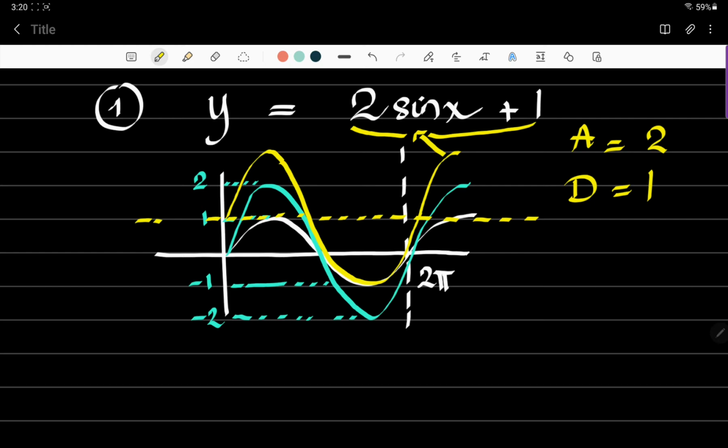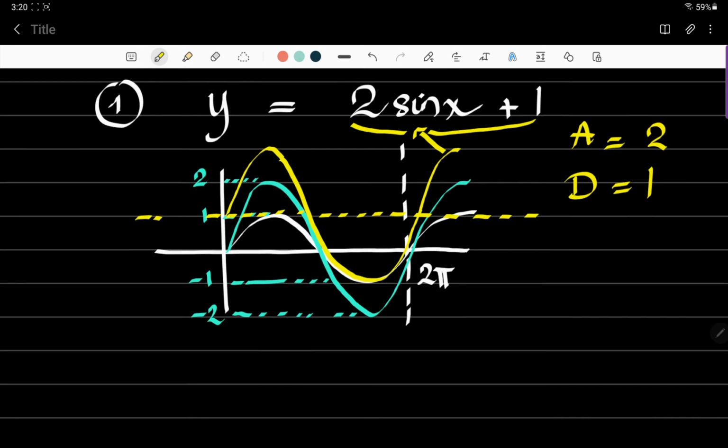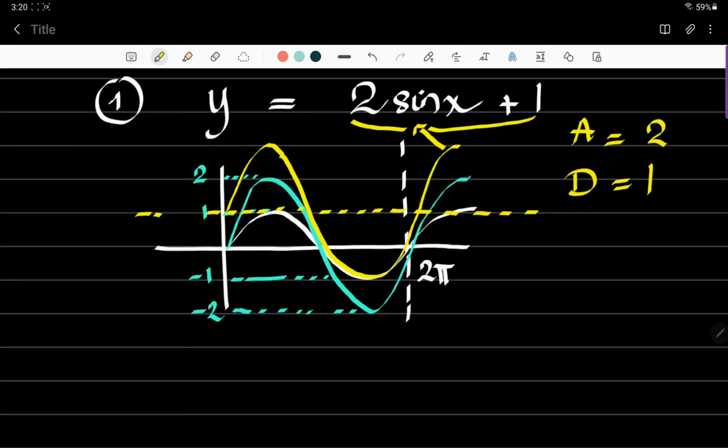So I do the 2 first, the amplitude. I change from 1 to 2 now, the blue color. And then plus 1, so I shift the whole thing up 1 with the D plus 1. So that's what we have there.